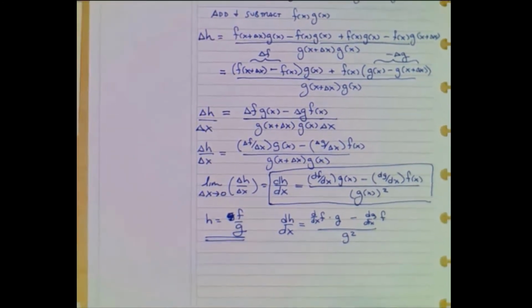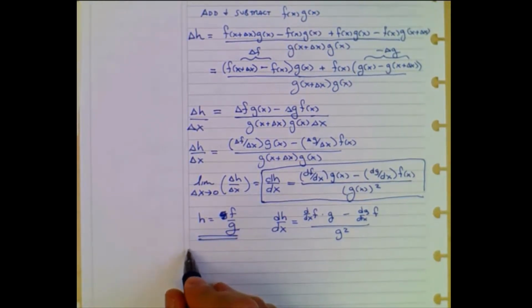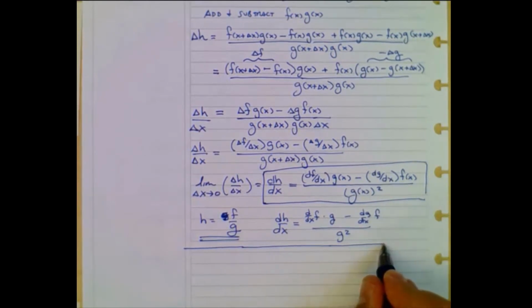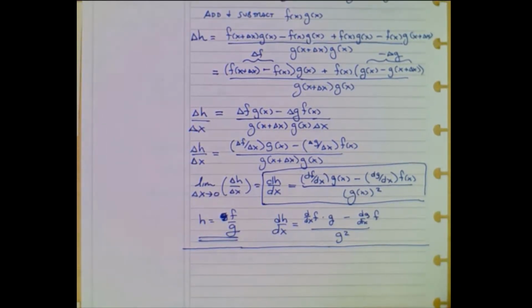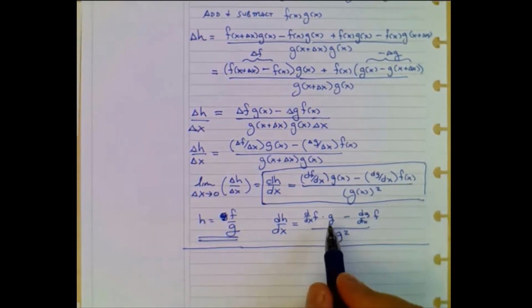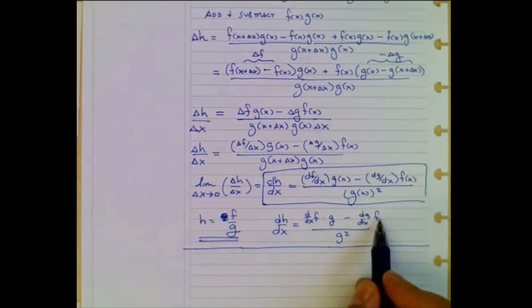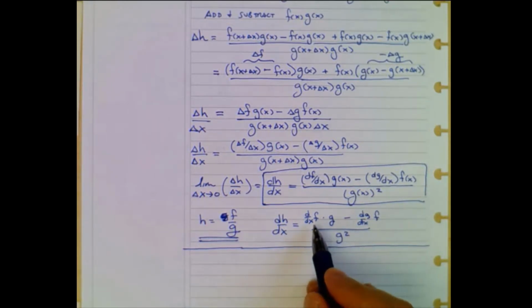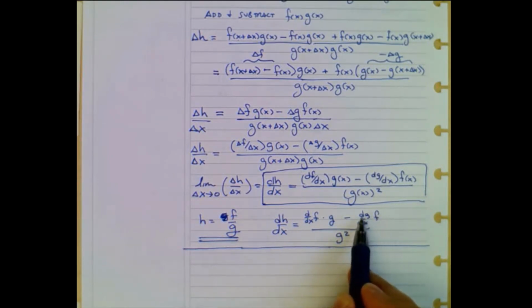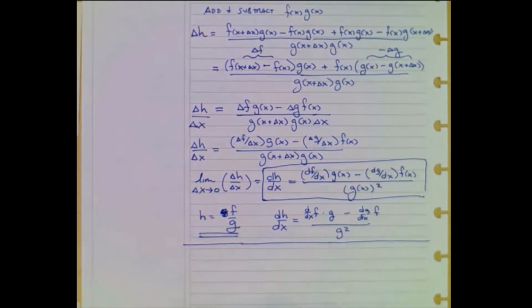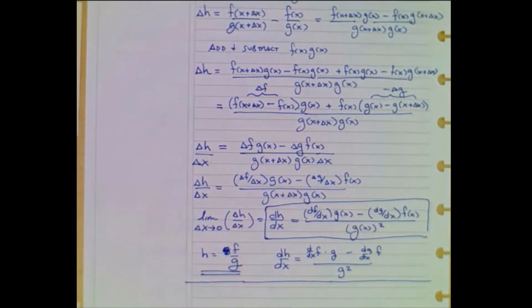Silly mnemonic I memorized when I was in your shoes was ho-de high minus ho-de ho over ho squared, if you like. Low derivative of the high minus high derivative of the low divided by low squared. Ho d high minus high d ho over ho ho. Anyway, that's very silly, but it works. All right.